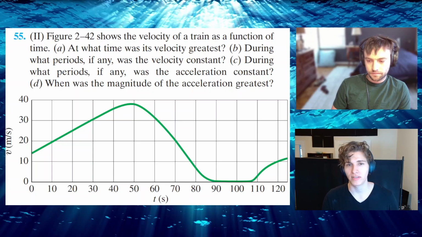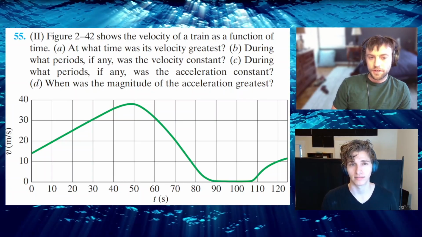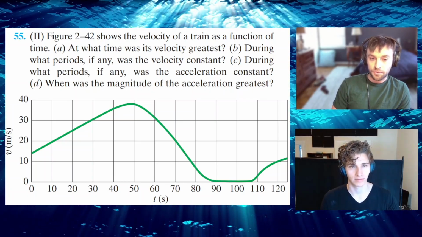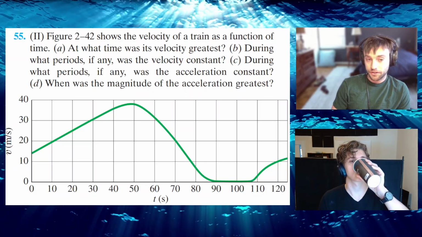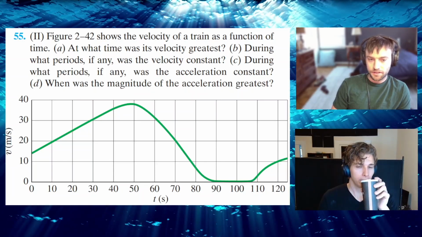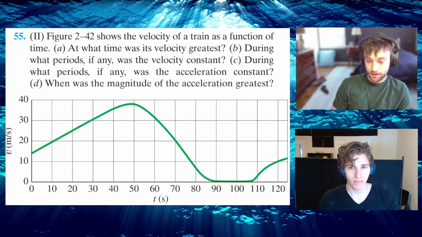Matt, can you read number 55 up to part A? Figure 2 through 42 shows the velocity of a train as a function of time. At what time was its velocity greatest?